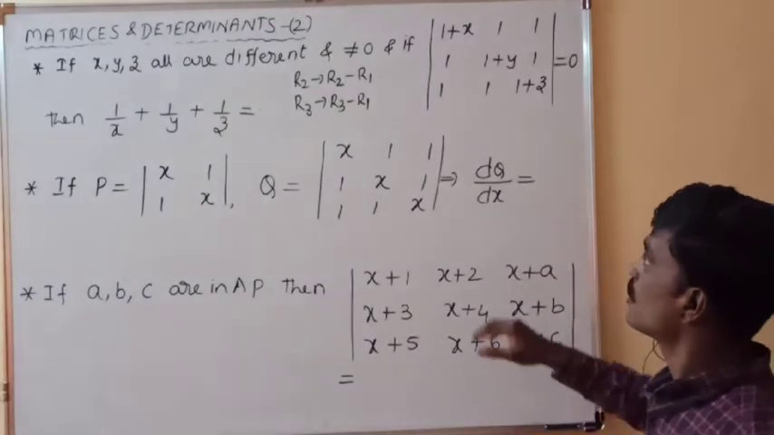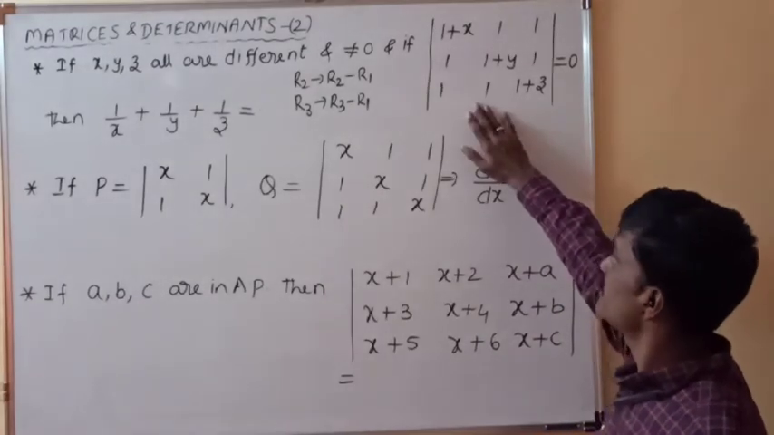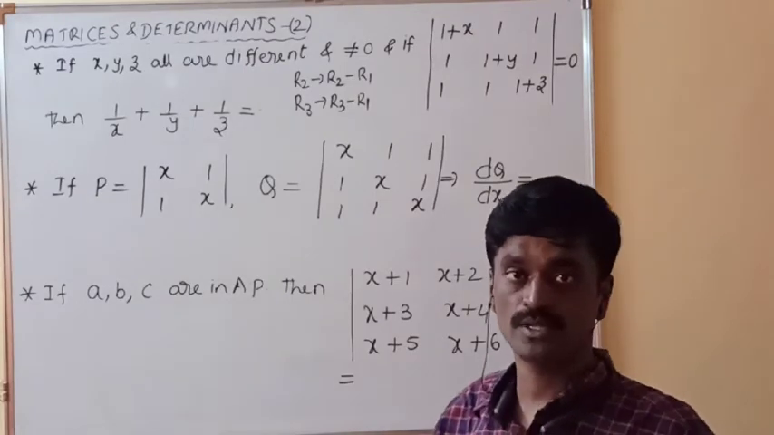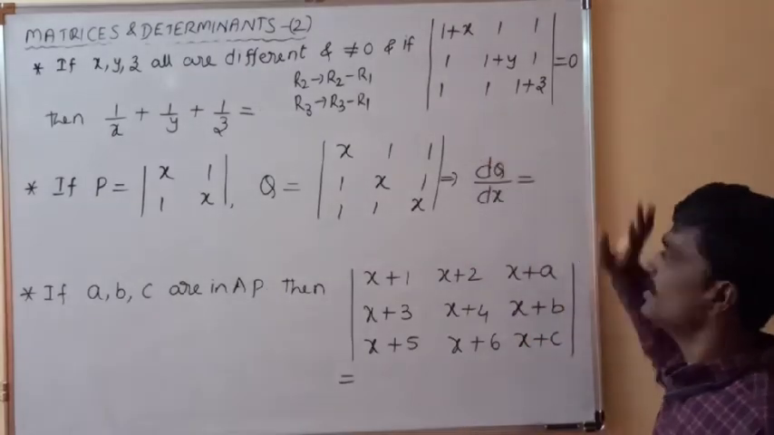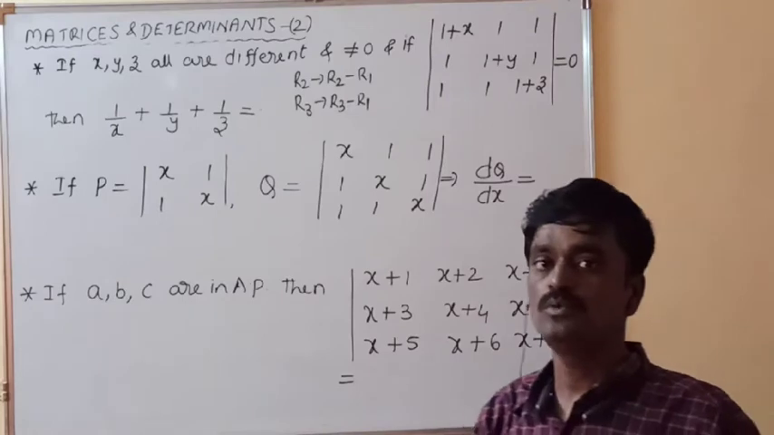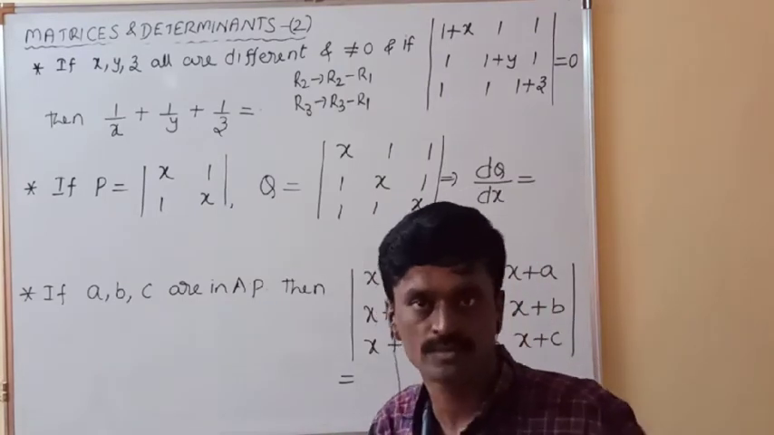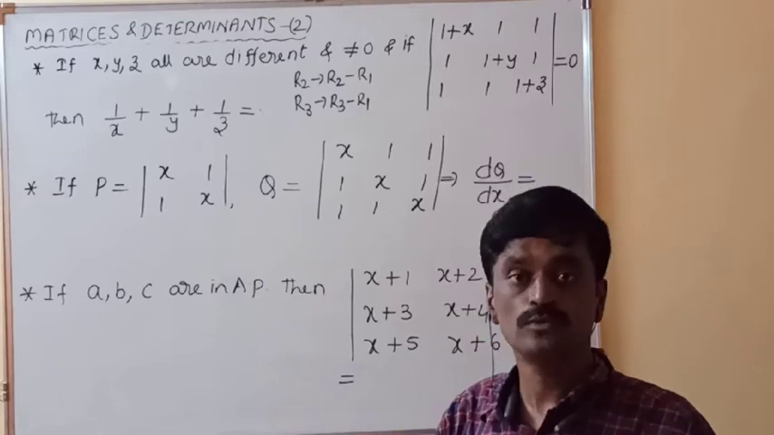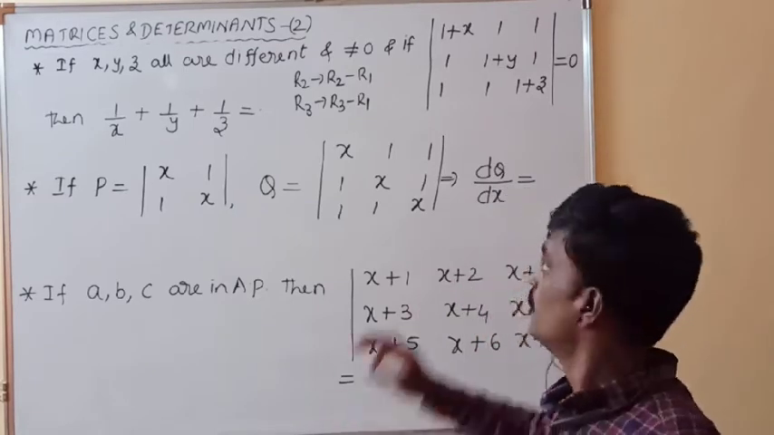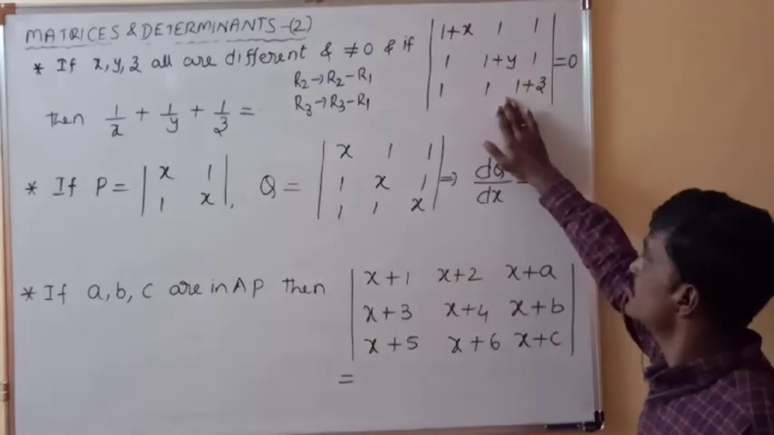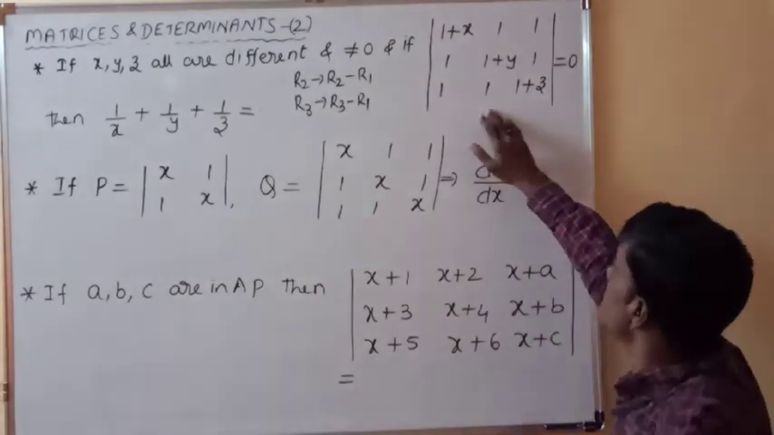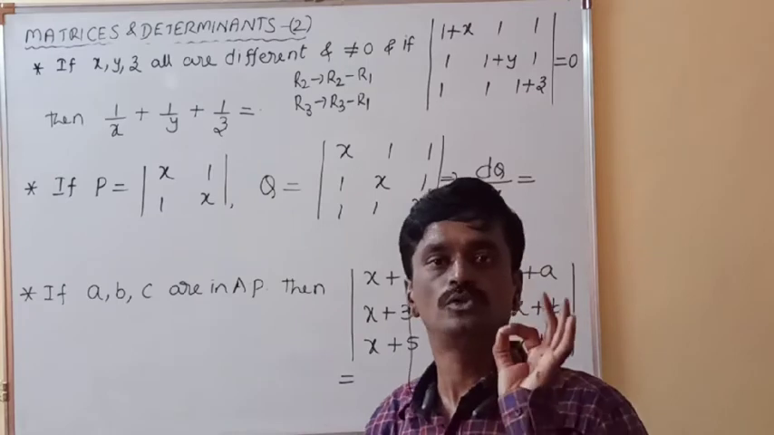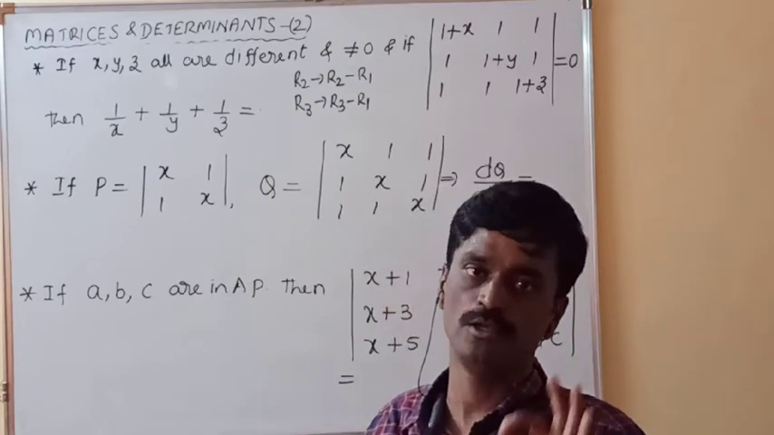Because according to the question, the determinant of this matrix is equal to 0 is already given. So you have to choose x, y, z such that the value of this determinant is equal to 0. So don't put x values 1, 2, 3 like this. Here it doesn't work. You have to choose three numbers such that if you put those x, y, z values in this determinant, the value of that determinant must be equal to 0.